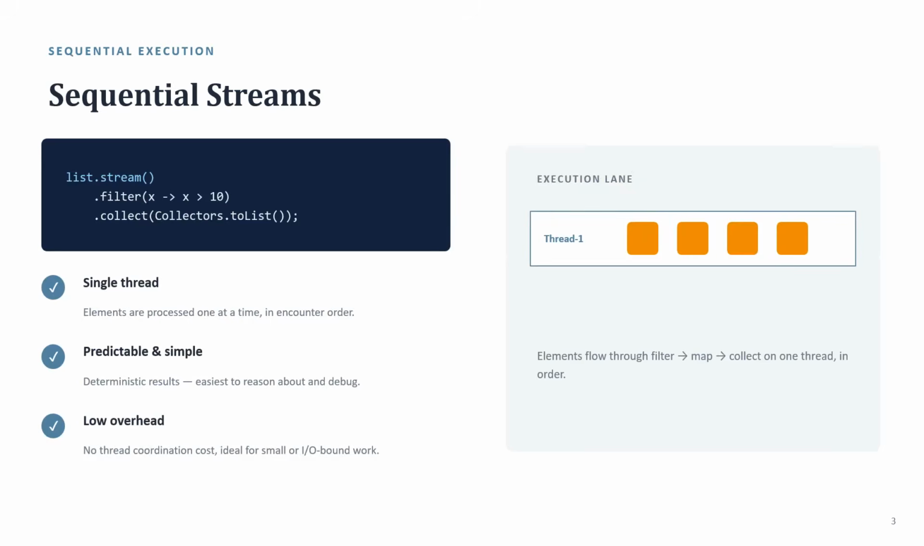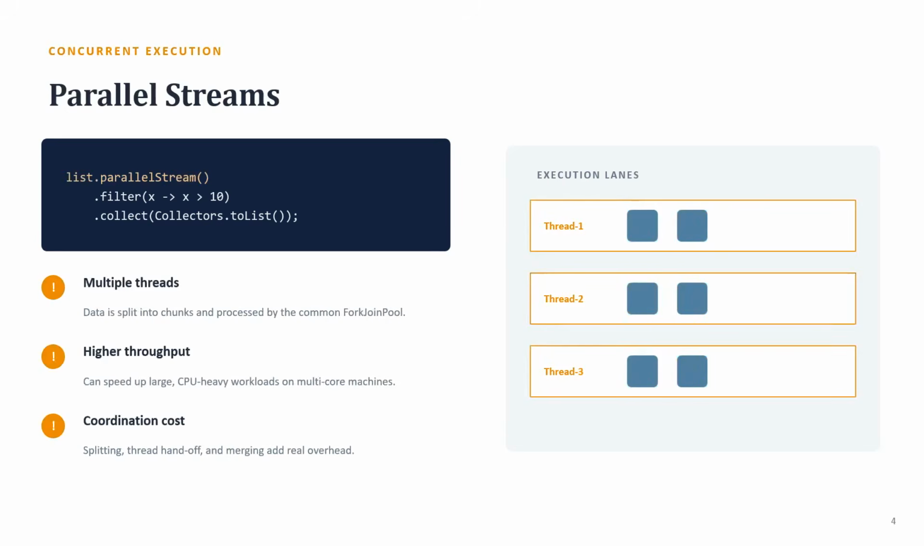A sequential stream, or a normal stream, is single threaded, predictable and simple, with low overhead as it is single threaded. And order is maintained in sequential streams. If order needs to be maintained and you need to keep it simple, then please go for sequential streams. In the same situation, we have an array 2, 4, 6, 8, 10, and we need to filter elements which are greater than 10 and collect them to a list.